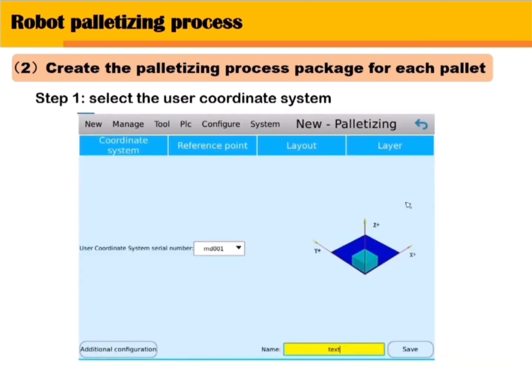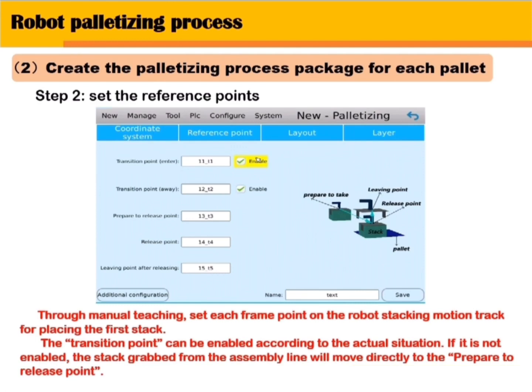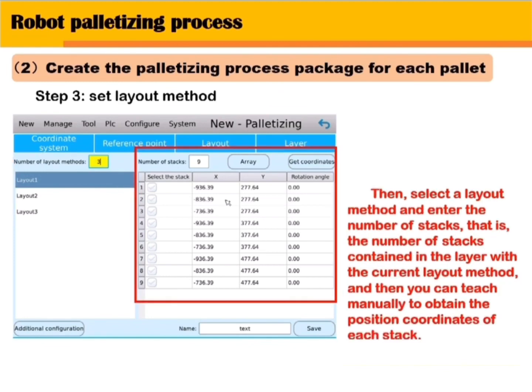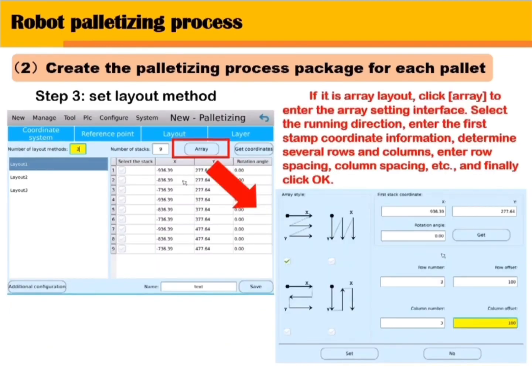Step 1. Select the user coordinate system. Step 2. Set the reference points. Step 3. Set layout method. First, enter the number of layout methods that will be used on the pallet. Then, select a layout method and enter the number of stacks. If it is array layout, click Array to enter the array setting interface.